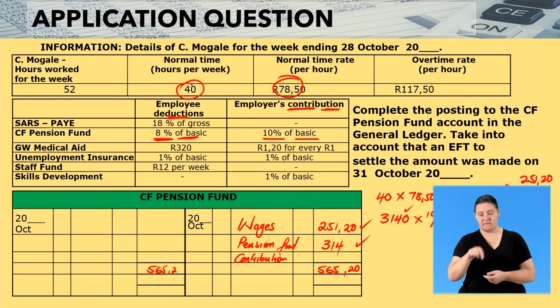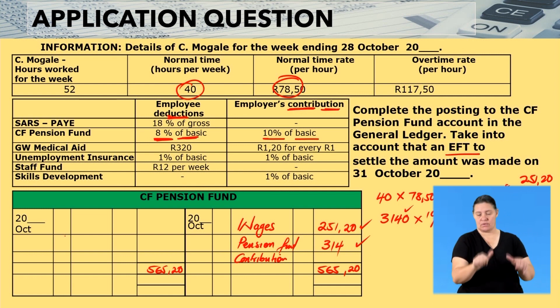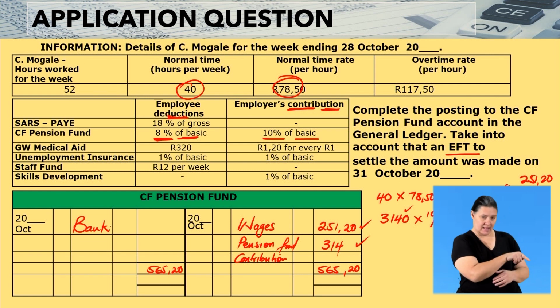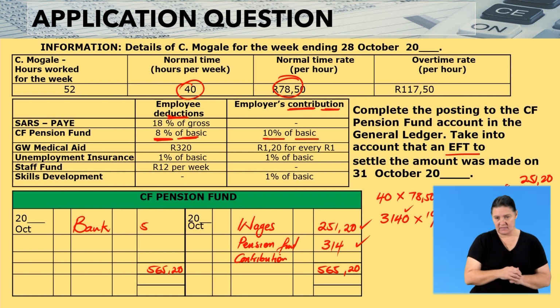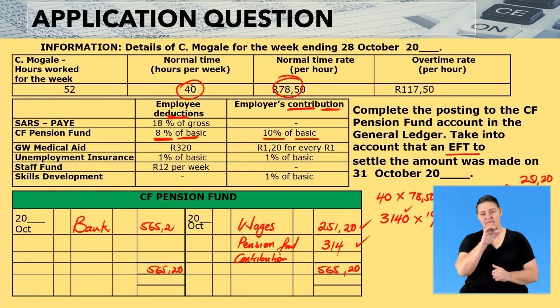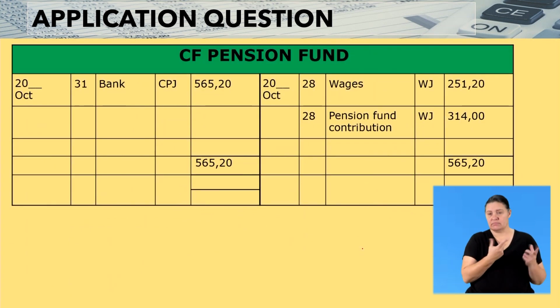565 Rands and 20. And they have told us that an EFT was made to settle the account. That means I'll come here, then I have my bank because an EFT was made. Bank, and it is 565 and 20. Here is how it would then look after it is neatly done.